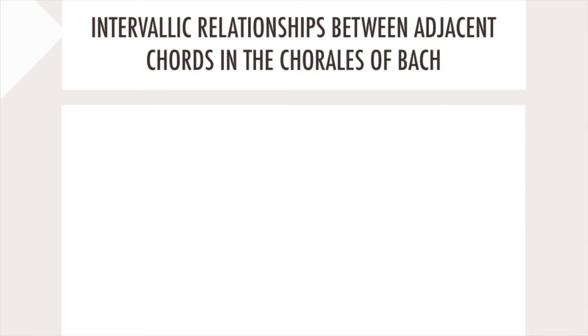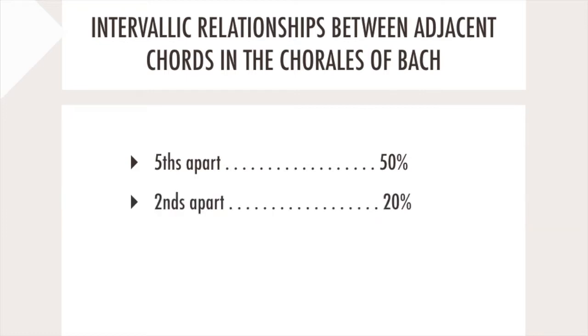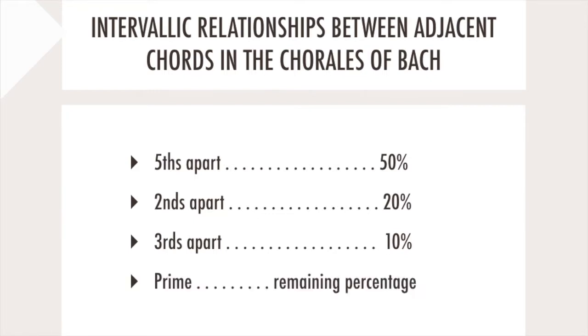In the chorales of Bach, the intervallic root relationship of adjacent sonorities, these are intervals between the roots of 2 back-to-back chords, is found in the following percentages of usage. Fifths apart 50% of the time, seconds apart 20% of the time, thirds apart 10% of the time, and prime, that's when you stay on the same chord, the remaining percentage.